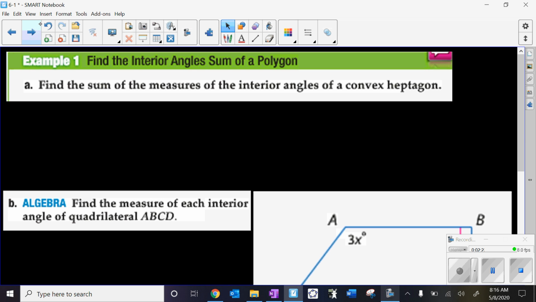Let's try some examples. Letter A wants us to find the sum of the measures of the interior angles of a convex heptagon. Anytime you see the word sum, that means all of them. And then you'll have to determine how many sides are in a heptagon. A heptagon has 7 sides. So we would take 7, subtract 2. This would get us 5 triangles times 180. Plug that all in. You're going to get 900 degrees for the sum of interior angles.